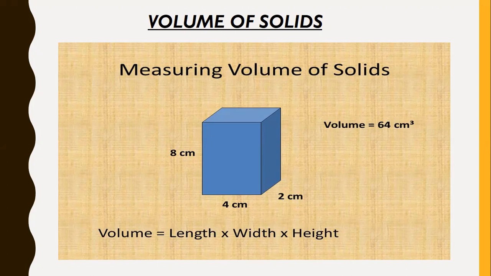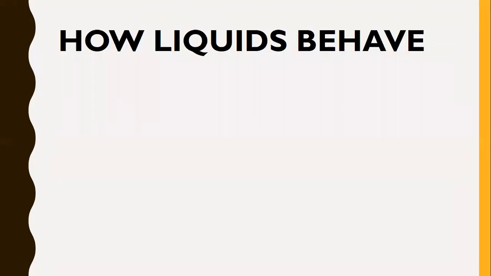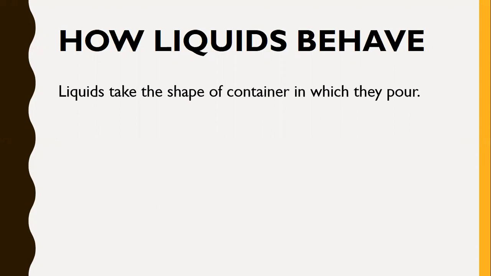But it is not easy to measure the volume of a liquid. Next time when you have a drink, notice what is happening inside your glass. The water or other drink takes on the shape of the glass. If you pour the drink into a clean jar, the drink takes up the shape of the jar. It means that liquids take the shape of the container in which they are poured.